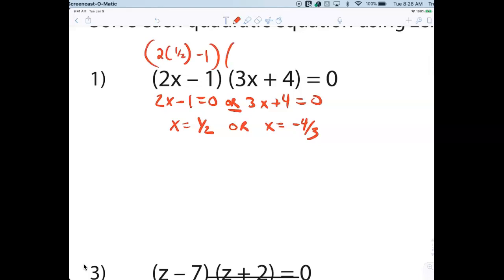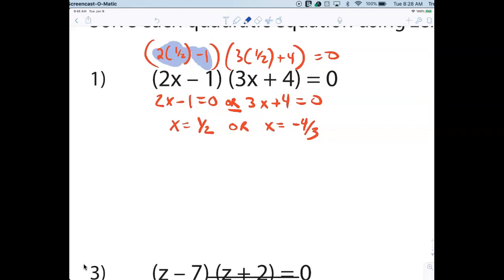Now, if I plug 1/2 in for x, it'd be 2 times 1/2 minus 1, times 3 times 1/2 plus 4. Do you think that equals 0? Yes. Of course it does, because if I multiply this, that'll be 1. And then 1 minus 1 is what? 0. And then 0 times, do I even care what's on the other side? No, because it'll be 0. Look, guys, it's that simple.